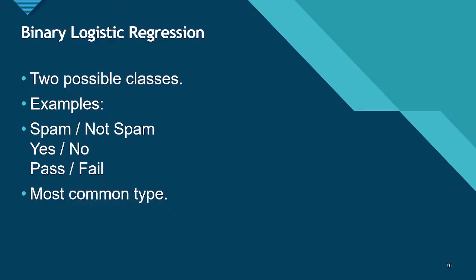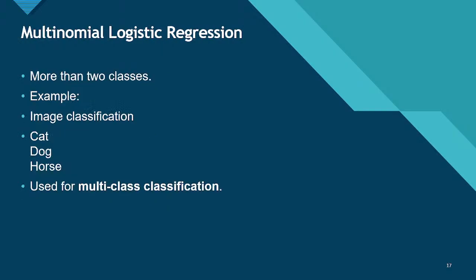Why is it important? Binary logistic regression is the most common type because many practical problems can be reduced to a yes, no, or true, false question. It is also simple to train, visualize, and evaluate, making it a great starting point for understanding logistic regression. Transitioning to the next slide, we will see multiple logistic regression.